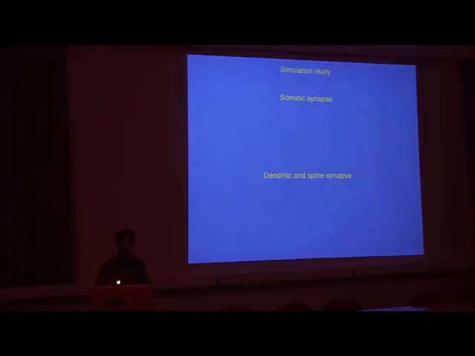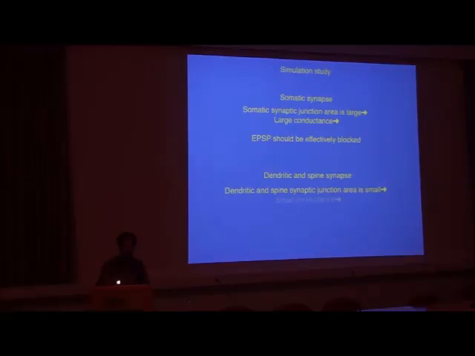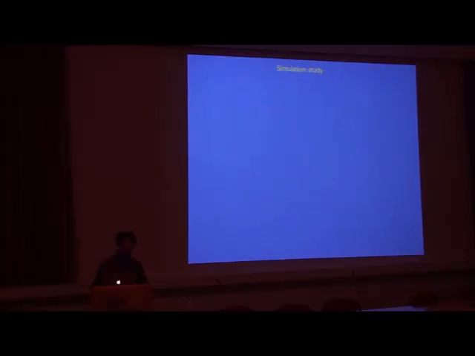And then we did a simulation study using that result. Now the somatic synapse junction is really large, so it should have large conductance. Then EPSP should be effectively blocked. So this is our hypothesis. And the dendritic and spine synapse is small, so small conductance, and then EPSP nearby can be blocked. Only nearby can be blocked. So this is our hypothesis for the simulation analysis.